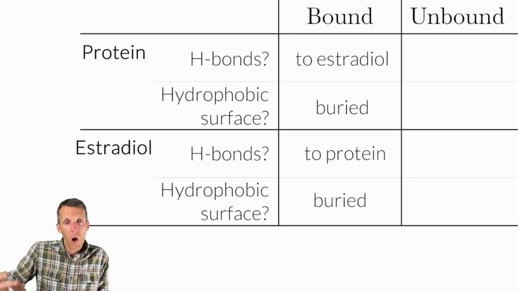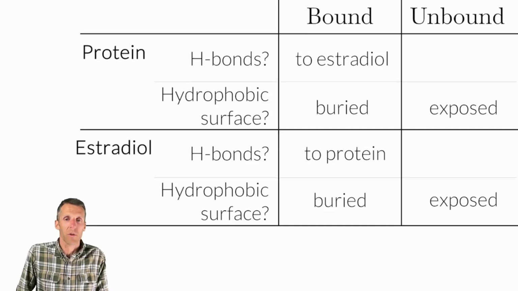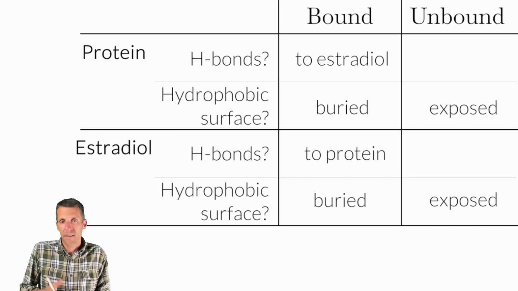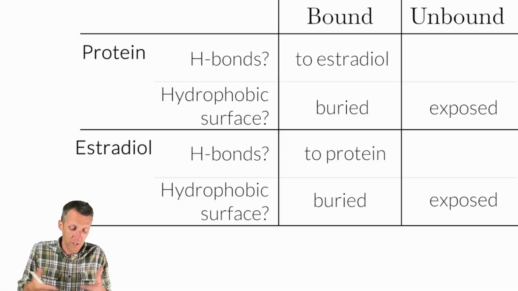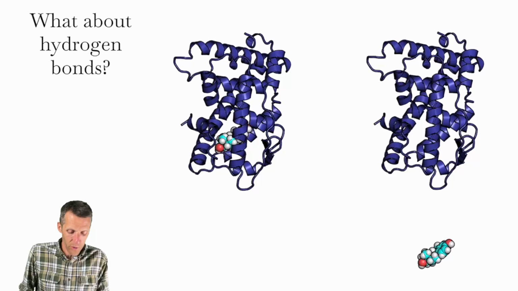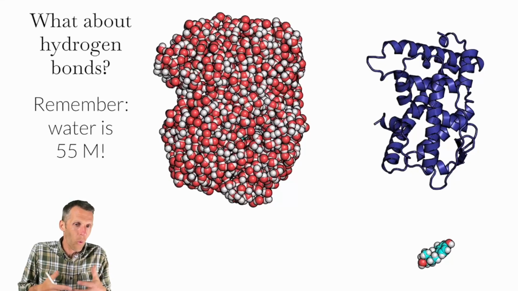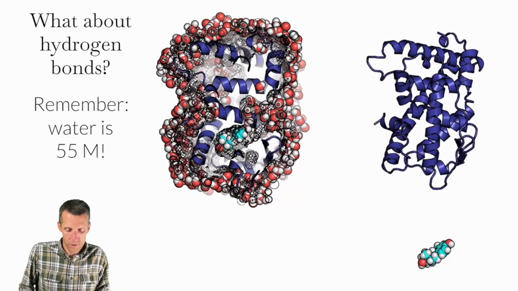So when these are unbound, what's going on? Maybe most obviously, the hydrophobic surface is exposed, right? We've taken the steroid, we've popped it out, we've stuck it into water. Now it's exposed. We pulled the steroid out of the binding pocket, so now the binding pocket's exposed. So we've clearly changed that. What about the hydrogen bonds? To think about this, let's add something else to our picture, and that is water. Remember, water is 55 molar, so there's just water everywhere. And so when we're thinking about what hydrogen bonds are being formed in the unbound state, we have to worry about what the waters are doing.